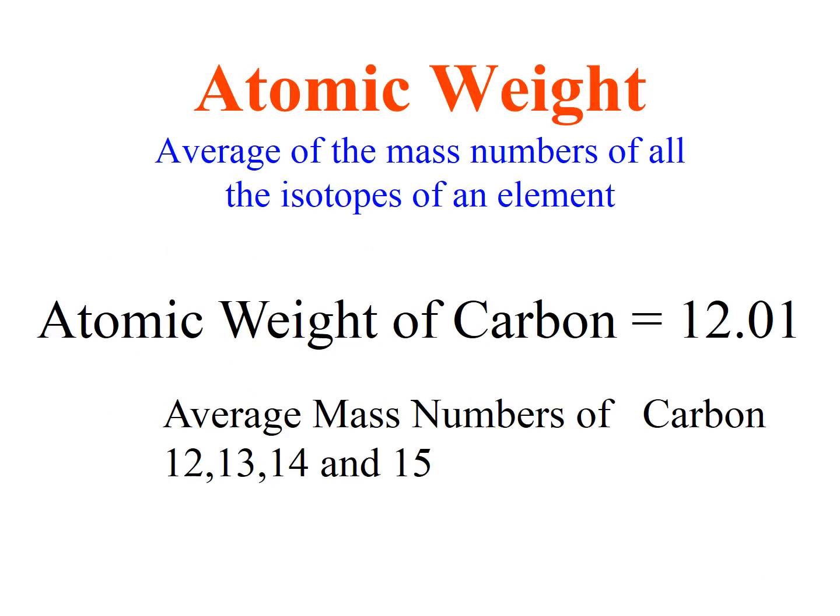Atomic weight is the average of the mass numbers of all the isotopes of an element. The atomic weight of carbon is 12.01. This number is the average of the mass numbers of carbon-12, 13, 14, and 15. The reason the atomic weight is so close to 12 is because nearly all of the carbon atoms found in nature are carbon-12.